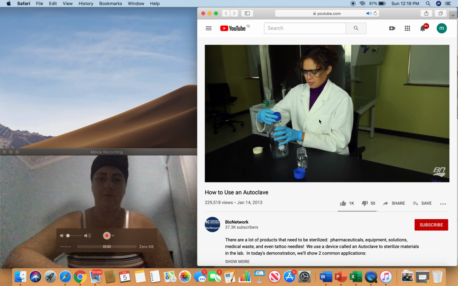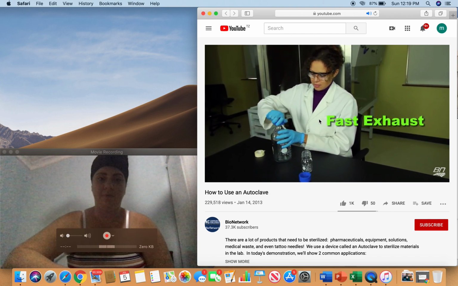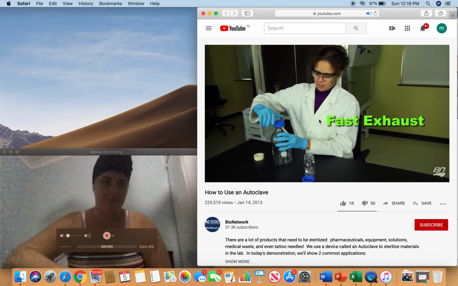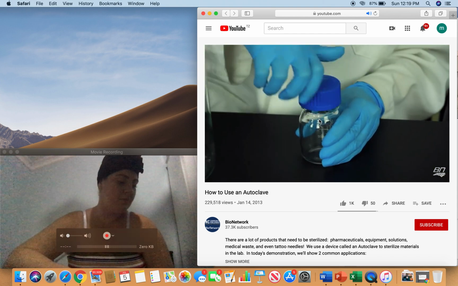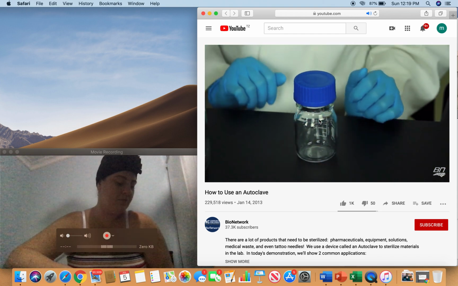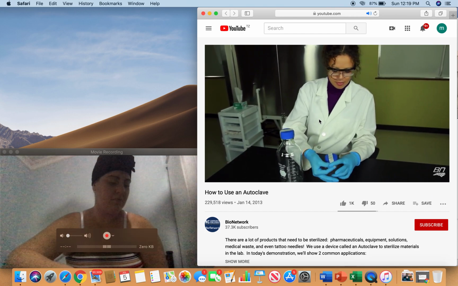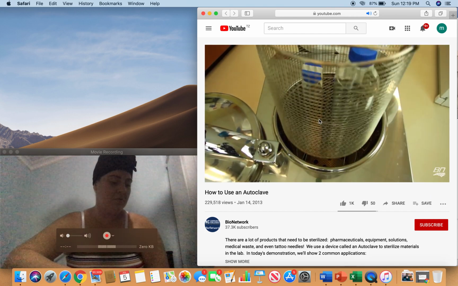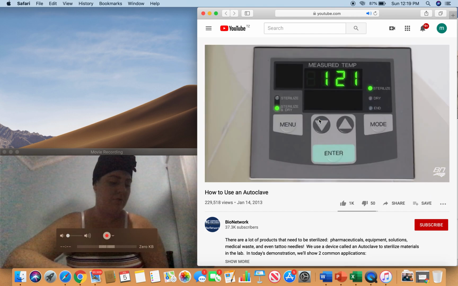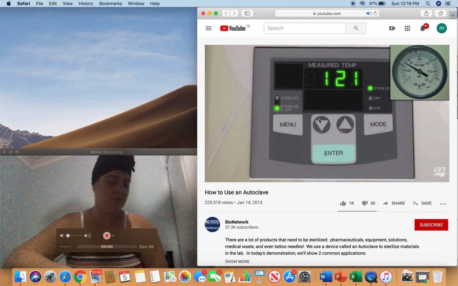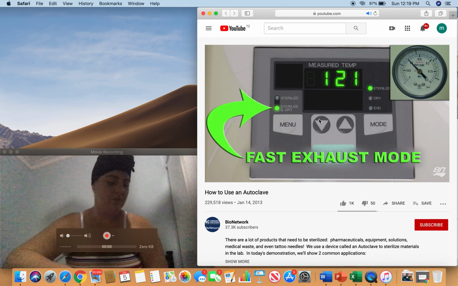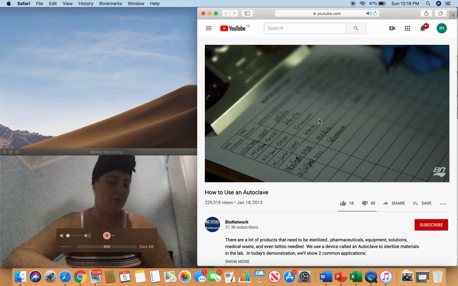Now let's run a second autoclave cycle, this time using the fast exhaust to sterilize some empty bottles. Tighten the cap, but then loosen it about halfway. Place the autoclave tape over the lid and put the bottles into the basket. Set the autoclave to 121 degrees Celsius, 15 psi, and a 20-minute runtime. Select the fast exhaust mode. Complete and initial the log.